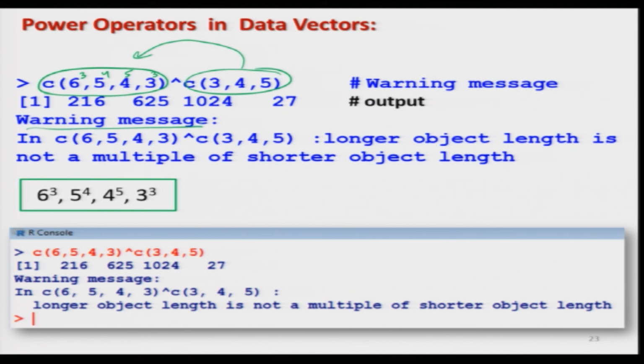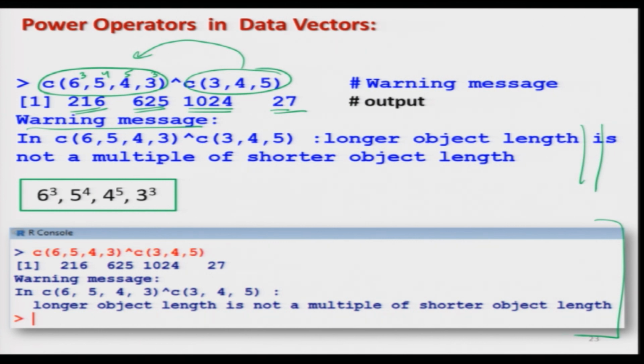So, you get here 6 cube is 216, 5 raised to the power 4 is 625, that is 5 into 5 is 25, 25 into 25 is 625, and then 4 to the power of 5 here is 1024, and 3 cube here is 27, but you are getting a warning here. And this is the screenshot of the same operation when we try to do it on the R console.